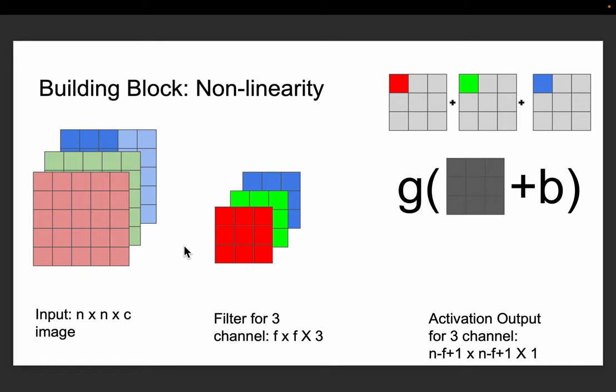You add a bias to it. You apply a nonlinear activation to it, element wise. So each element, you apply ReLU. If it's negative, it becomes 0. If it is positive, it remains the same. So finally, the output that you get is N minus F plus 1 cross N minus F plus 1 cross 1 if you also want to consider the channel. Is this clear? Any further question?